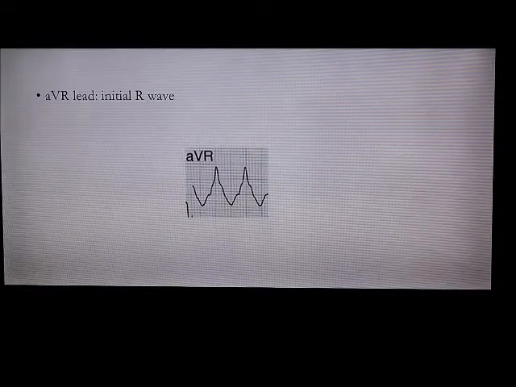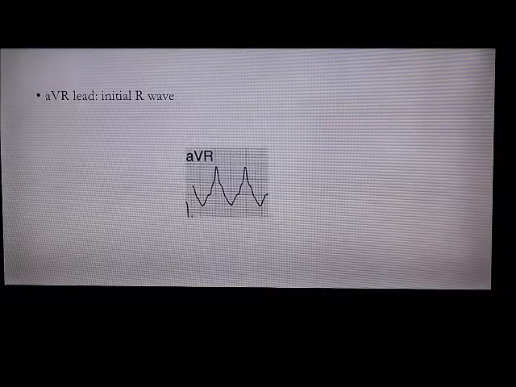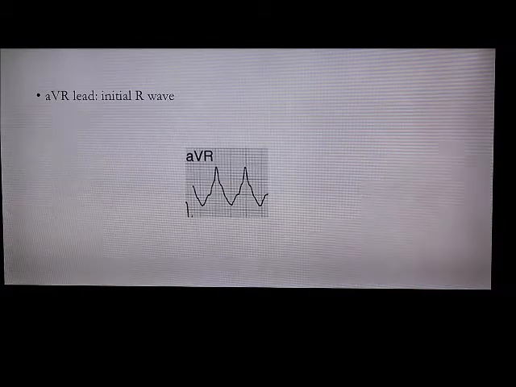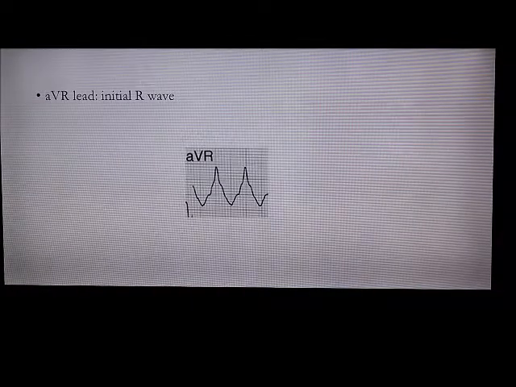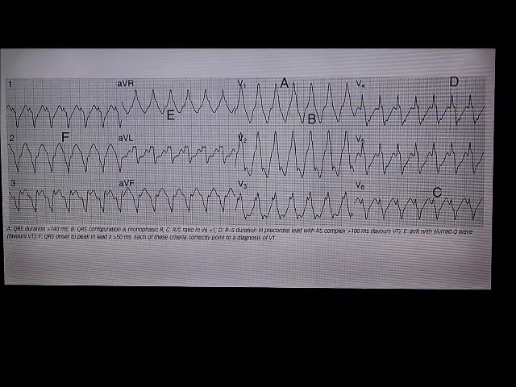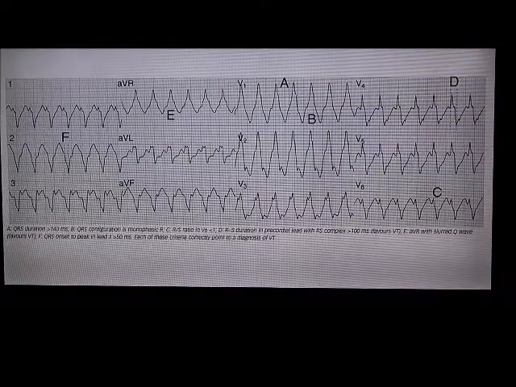One of the easiest algorithms that has recently been developed is just to look at aVR. aVR positive, most likely VT. aVR negative doesn't really help you; it could be VT or SVT. But aVR is really, really helpful. Okay, so this is how you differentiate them. Let's practice.